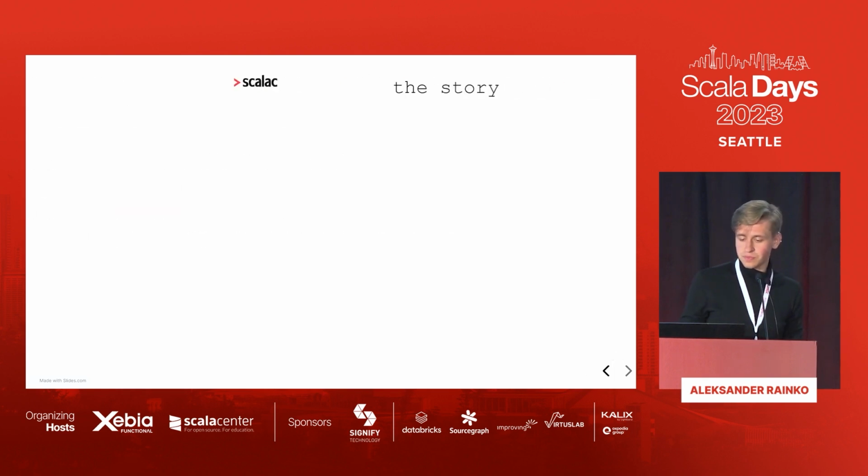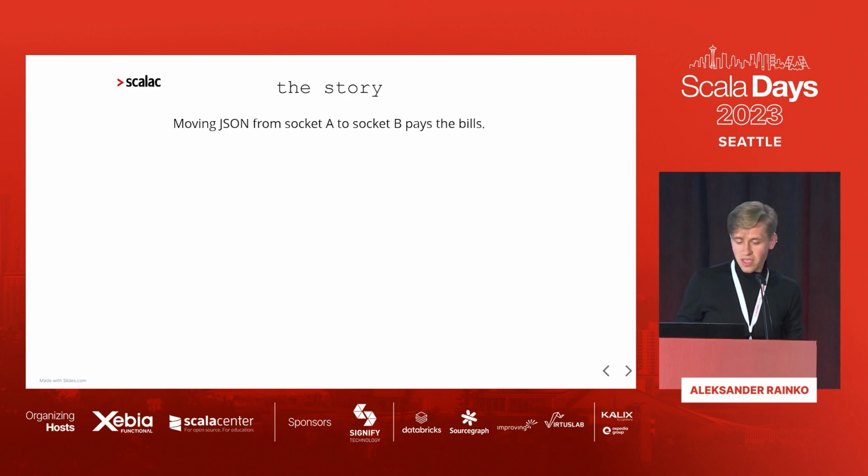All right, so let's start with the story. And the story is that moving JSON from socket A to socket B pays the bills, which is the harsh truth of software development, at least for me. Because when I wasn't a software developer, I thought it was fun and exciting, and it turned out to be buckety things instead. So that's, as I said, a harsh truth of software development, and it's also really, really mundane, right? I came up with a list of things that we need to do before we move on with our lives when we create a JSON API.